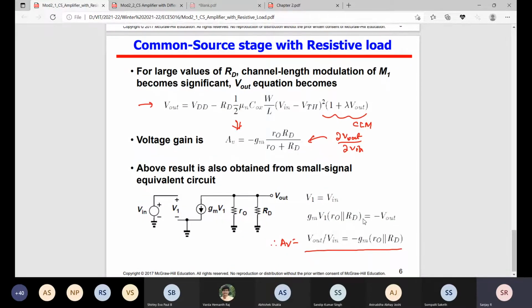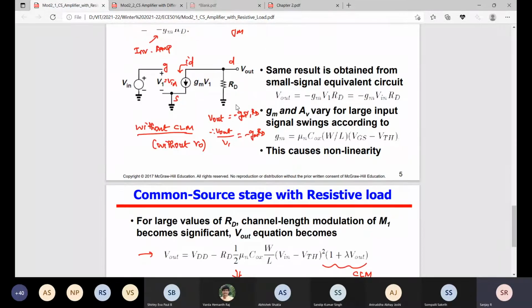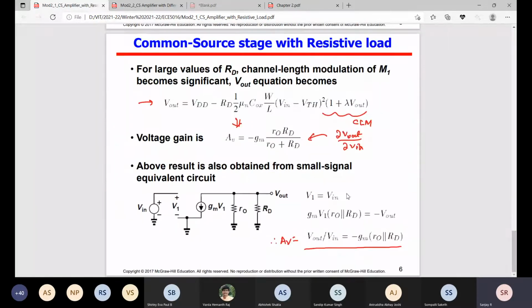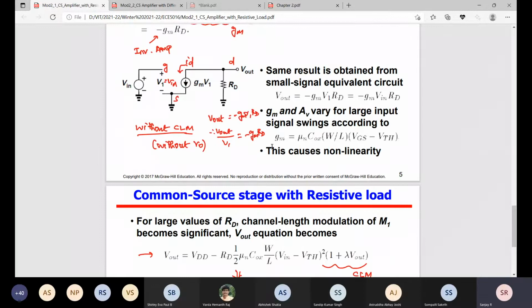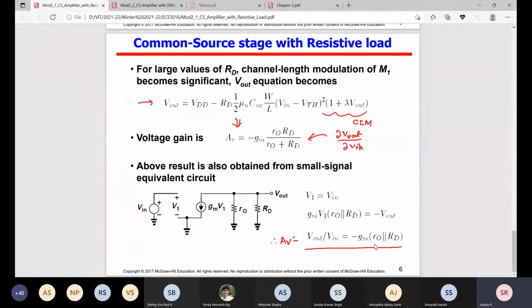into RD. So minus gm into RD without channel length modulation resistance r0, and with channel length modulation resistance, RD parallel with r0. So what you understand, channel length modulation resistance r0 limits the gain. So ideally r0 is infinite. So gm RD. When you take into consideration the channel length modulation effect, it will become RD parallel to r0.